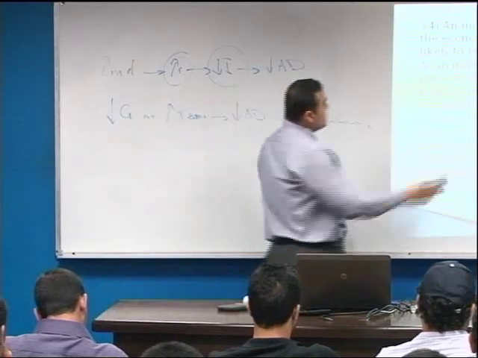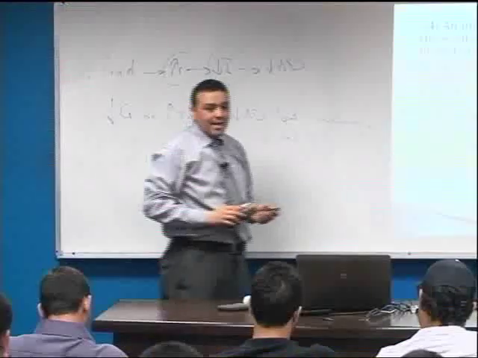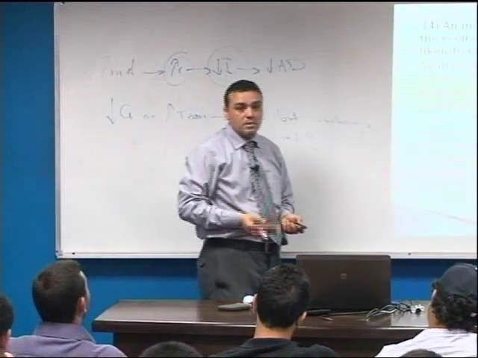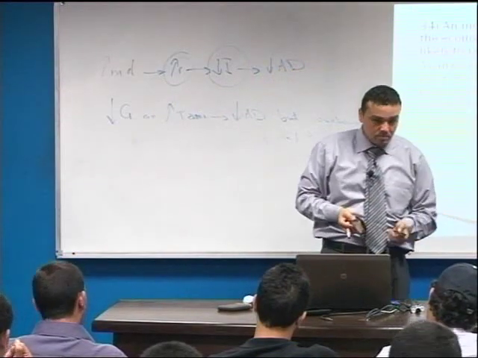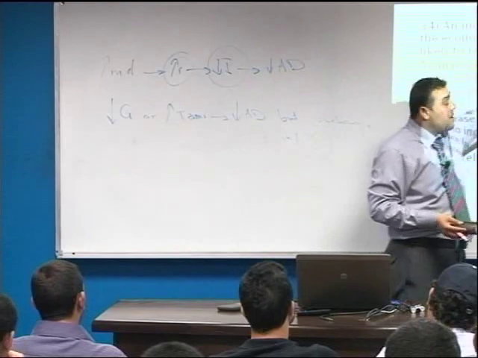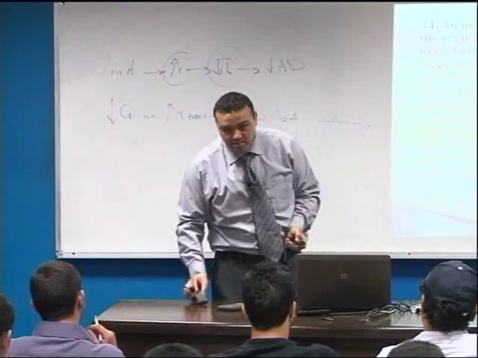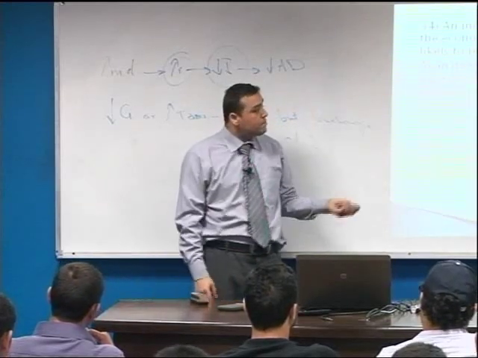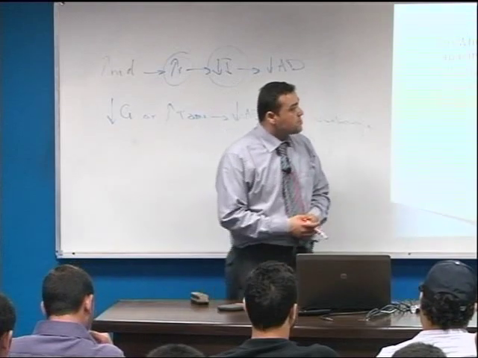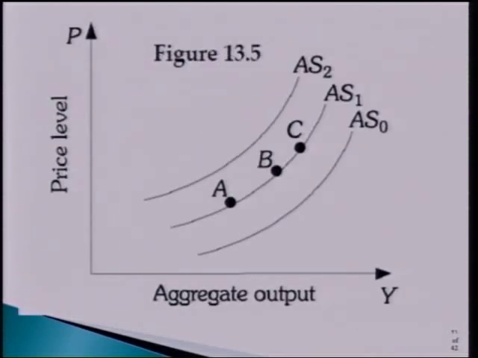Okay, when the economy is operating at full capacity, what is the likely result? Increasing prices with no change in Y, at the full capacity point. It would create the inflationary gap problem. When the economy is producing at full capacity, the aggregate supply curve becomes what? Vertical. Yes.